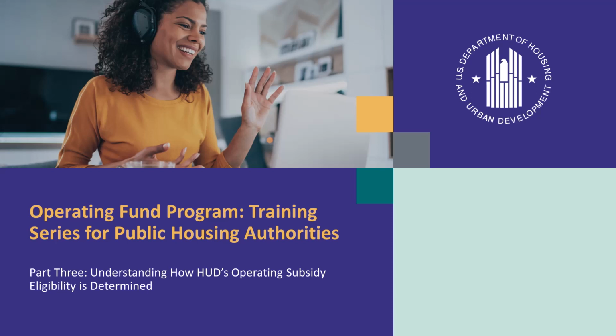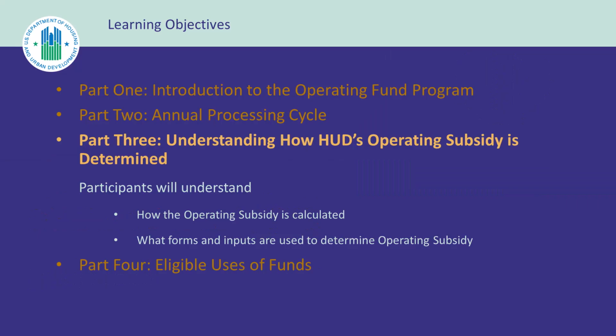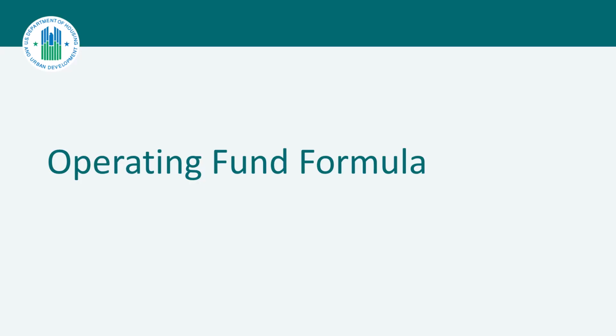This presentation is part 3 of a 4-part series on HUD's Public Housing Operating Fund. For this part of the Operating Fund training series, we will explain the formula used to calculate operating subsidy eligibility for a public housing project, as well as provide an overview of the forms and inputs used to determine operating subsidy eligibility. First, we will discuss the subsidy calculation itself.